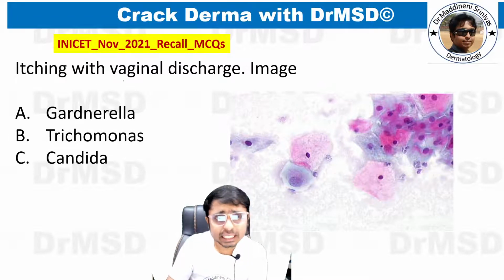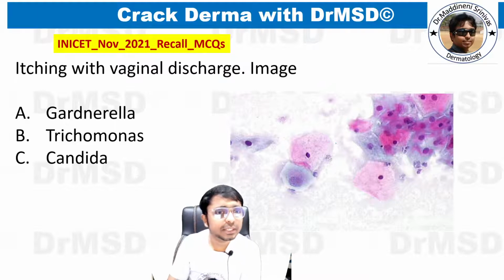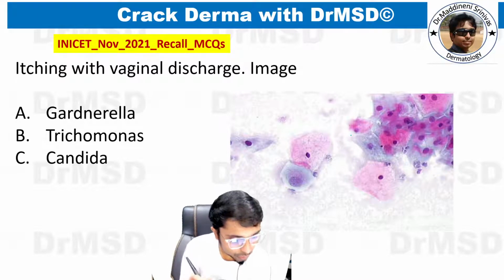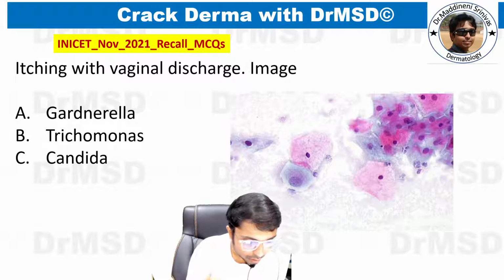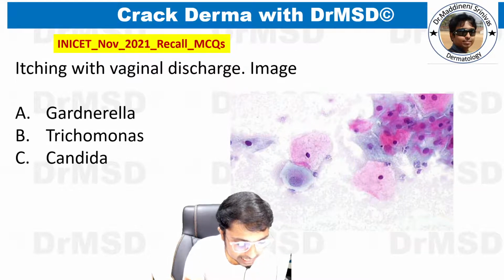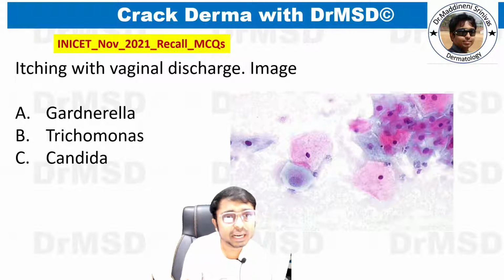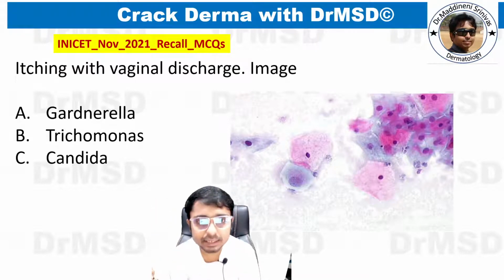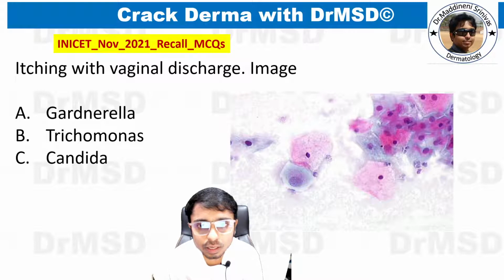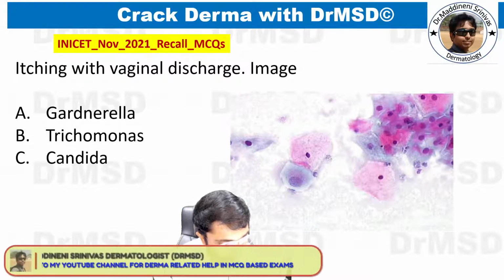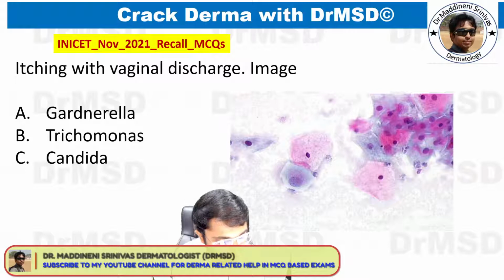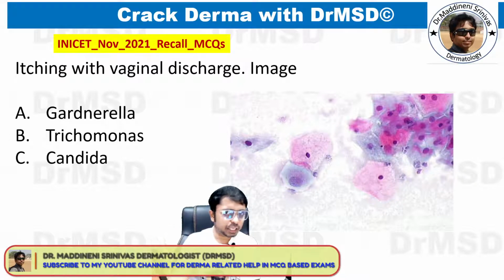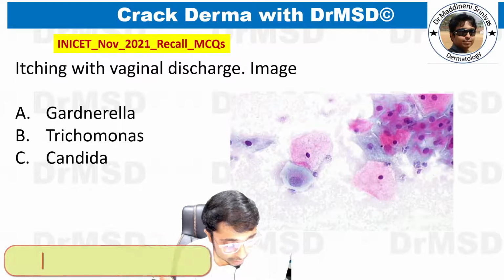Yes, friends, itching with vaginal discharge. Was this just the question which was asked? How can you diagnose this? I don't know. Itching and vaginal discharge. Option A, Gardnerella. So was any other clue given? Was this the image? Yes, just this. Tubarius says yes, just this is given. And was this the exact picture which was given? Not able to recall. Picture was different.